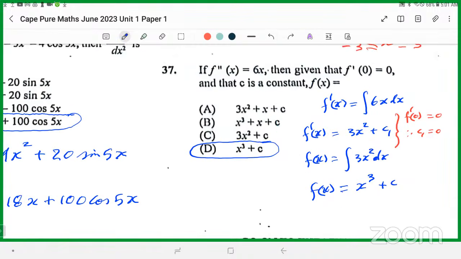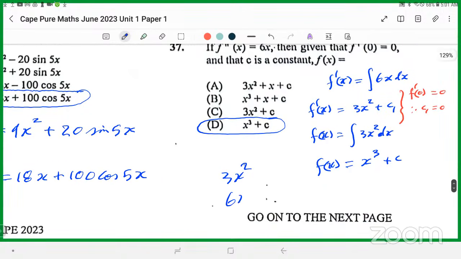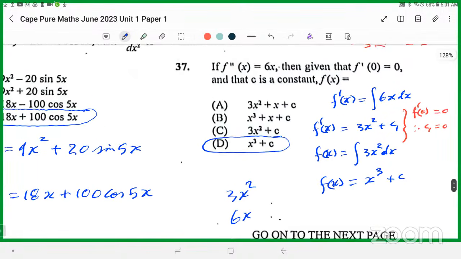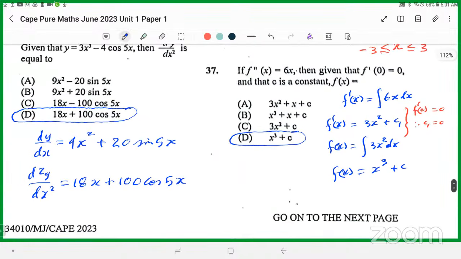Differentiate it first, you're going to get 3x squared. And then differentiate it again, you're going to get 6x. So that's it. The 6x is the answer that you have, so it's good.